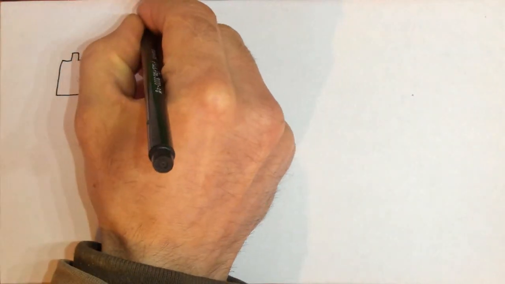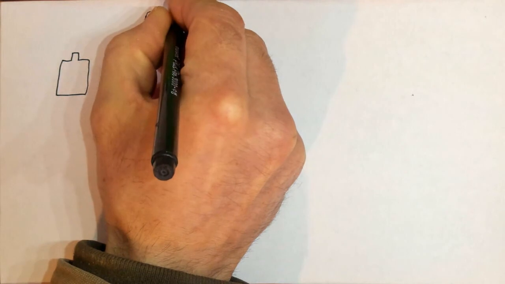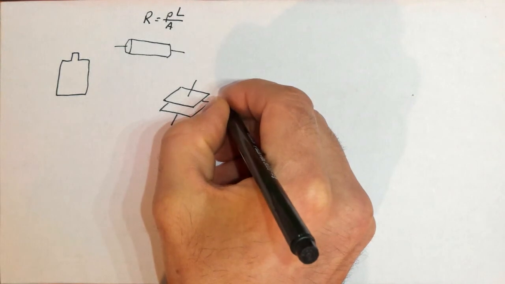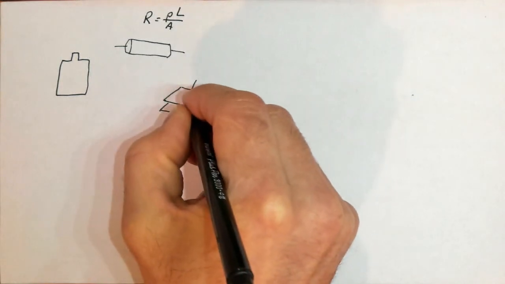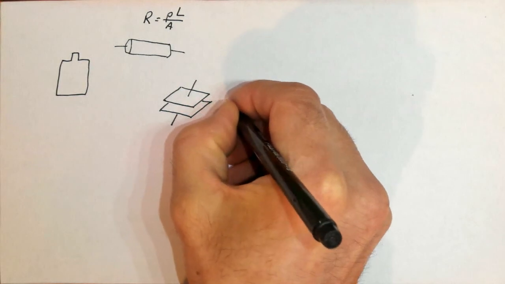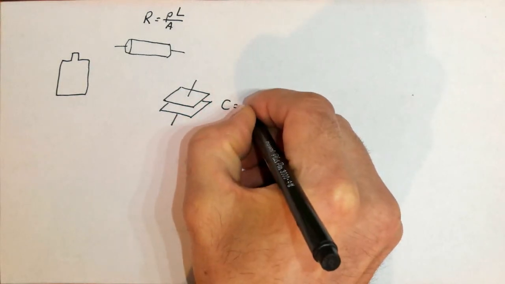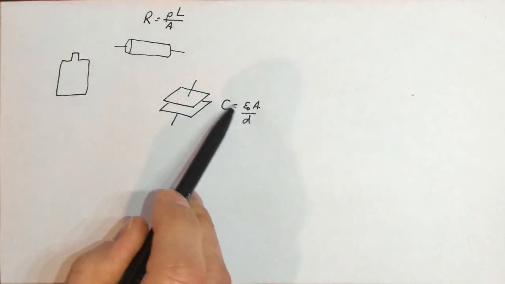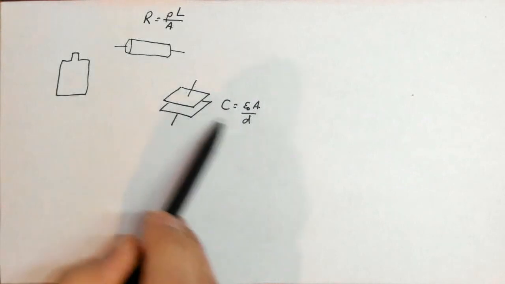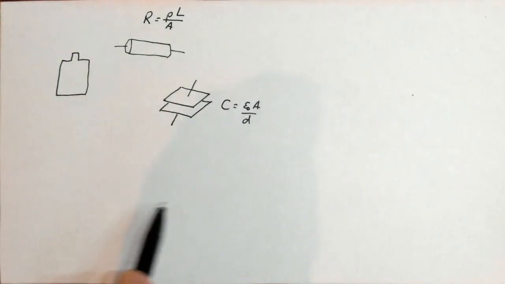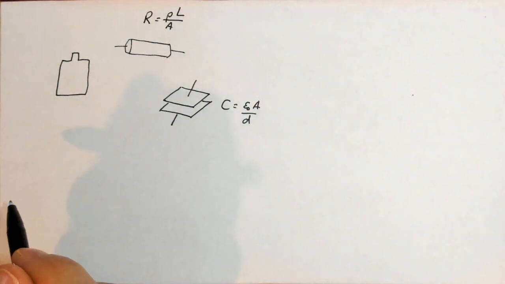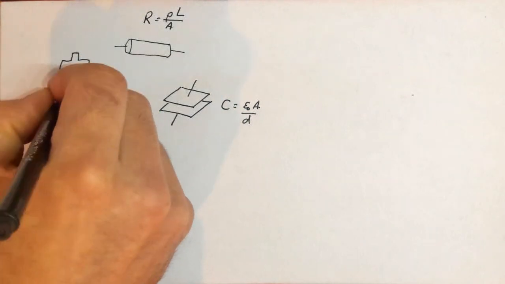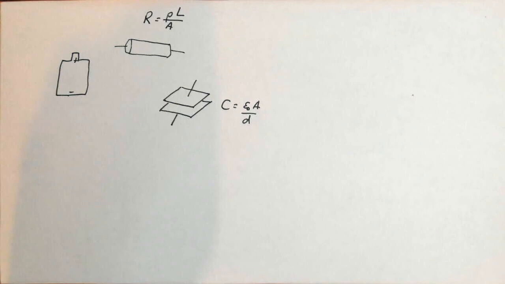The resistance of the resistor is the resistivity times the length divided by the cross-sectional area. The capacitance is based on its geometry too. C is equal to epsilon naught A over D. Epsilon naught is this constant, A is the area of the plates, and D is the gap between the plates. And batteries are basically based on their chemistry. They create a potential difference between the top and bottom. This is the positive end, that's the negative end.